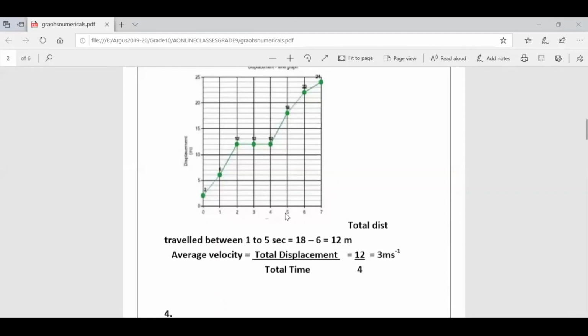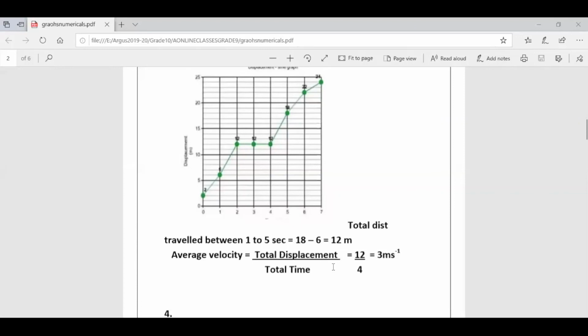Seconds. Time is 4. See, you have to learn to read the graphs. You all are not reading the graphs. 5 minus 1, 4 seconds. And how do you get the displacement? Come straight line to the graph. From here you see the answer, 6. And from 5 straight line to the graph over here, from here you see the answer, 18. So 18 minus 6, 12. So average velocity is 3 meters per second.